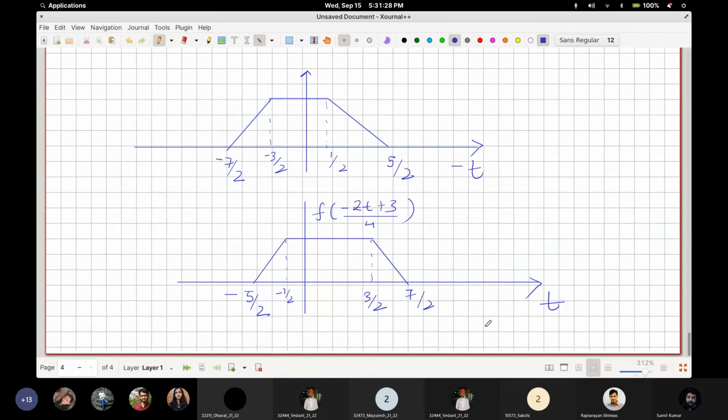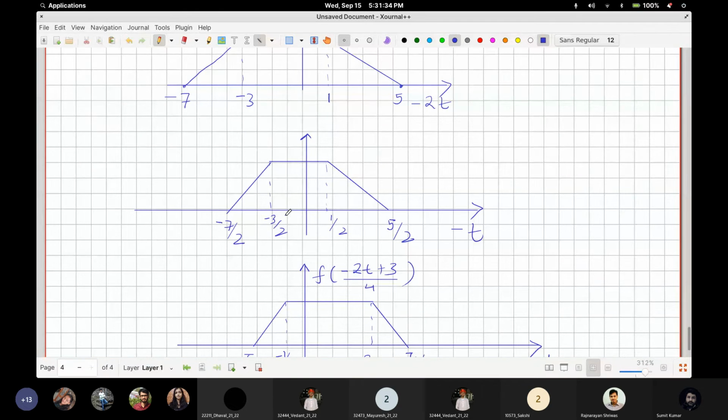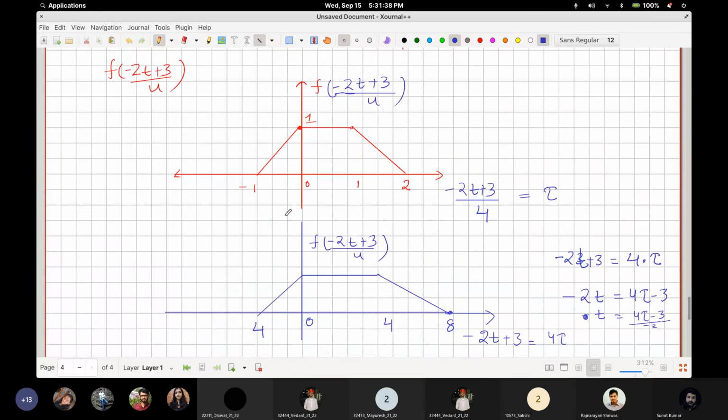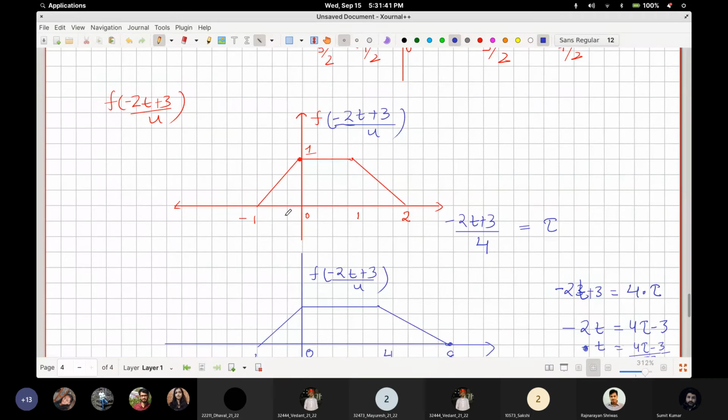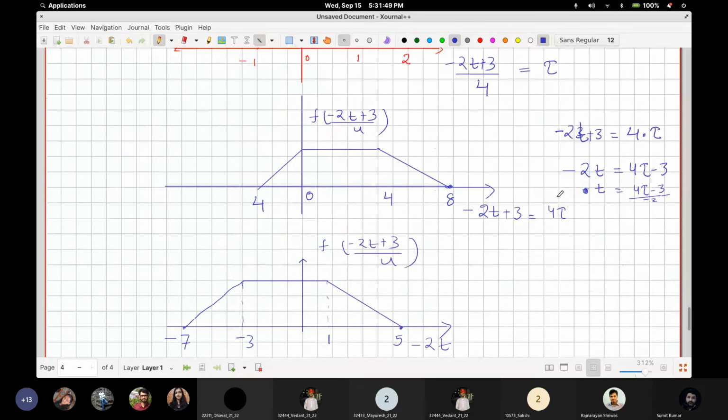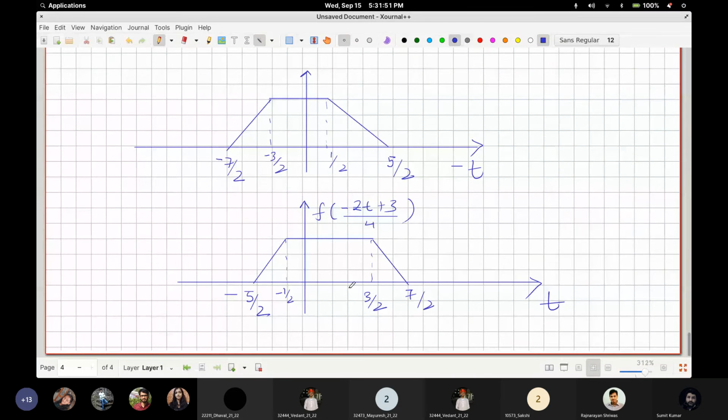Now it is versus t. So this is what our ultimate aim was. We wanted this function versus t, and you see that we had done it by the earlier method also, and there too we got the same. Here we got minus 5 by 2, minus half, then 3 by 2, 7 by 2. Here also you see 7 by 2, 3 by 2, minus half, minus 5 by 2. Isn't it? So you are getting the same function.